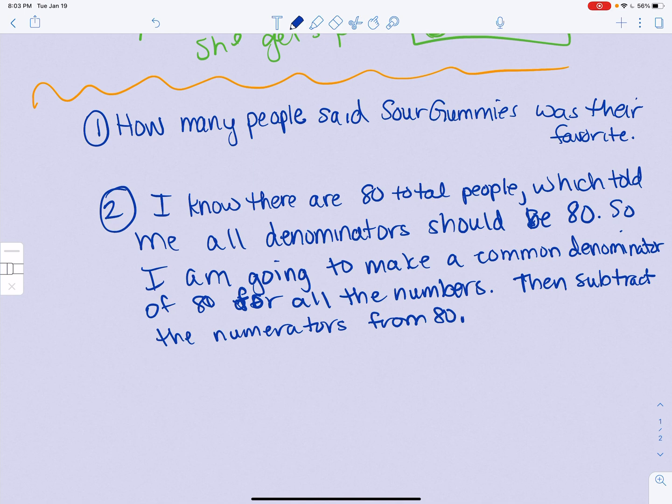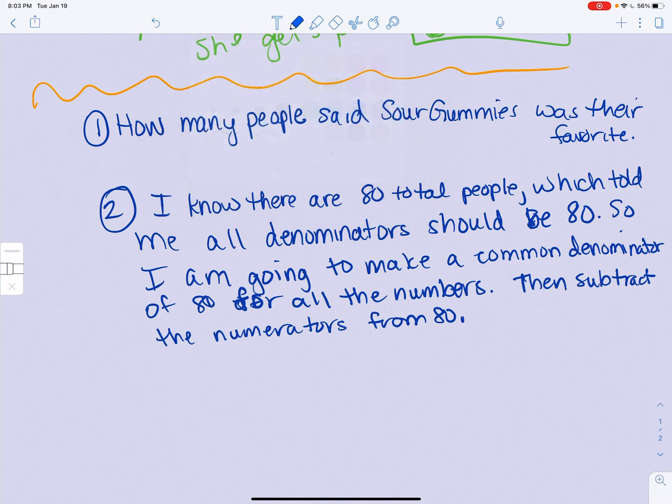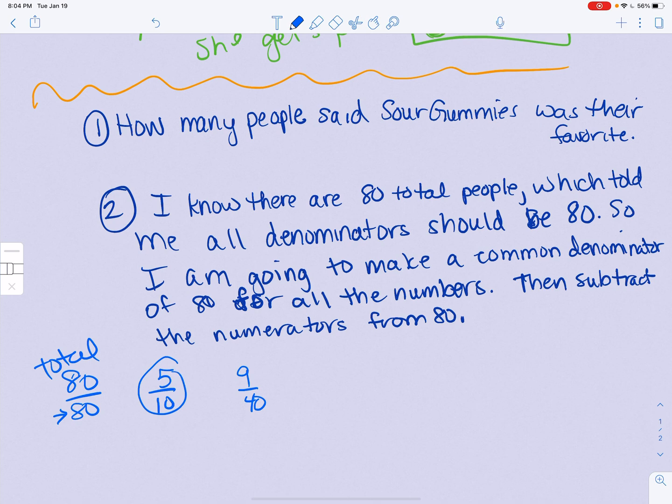So let's see what that means. I'm going to read it again just so that you can make it make sense. They've told me some information in the word problem: that 5 out of 10 liked Milk Duds, 9 out of 40 liked Twizzlers, and there's a total of 80 over 80. Okay? That's a total. So I know that I have to figure out how many of 80 these are.